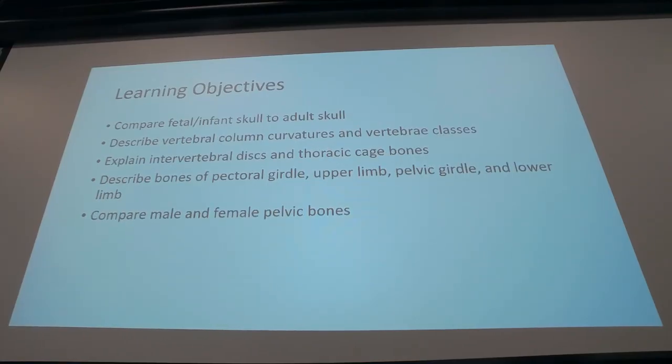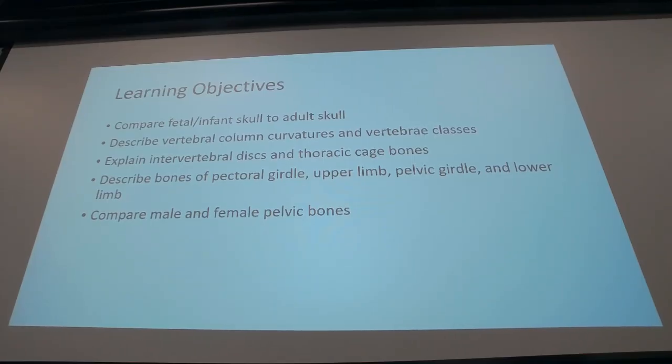As well, we're going to learn the structural differences between the adult skull, the infant skull, and the fetal skull. And we're going to see the different types of vertebrae that we have, the curvatures of the vertebral column, and the specific disc that we have between the vertebrae to protect the vertebrae from damaging the structure of the bone.